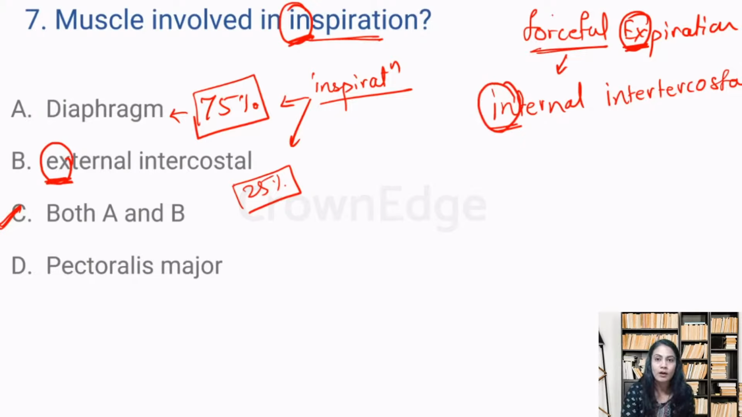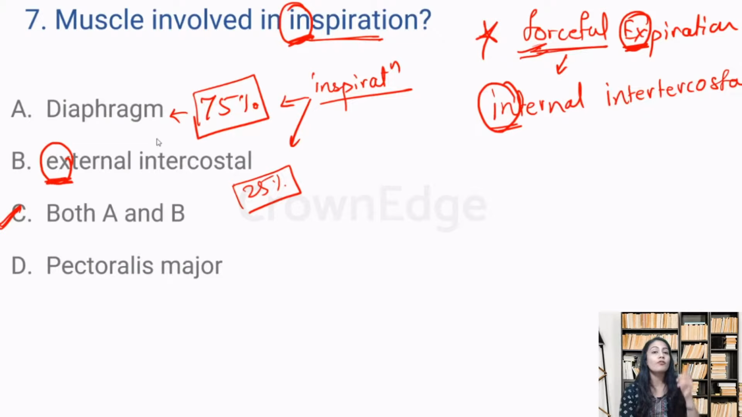But remember, over here I'm writing forceful expiration. If they ask tidal expiration, or normal expiration, then your answer might be none of the above, because we do not need any muscle to expire. Inspiration is an active process, we require these two muscles. For expiration, we do not need any muscle, we just need to relax the diaphragm and external intercostal.